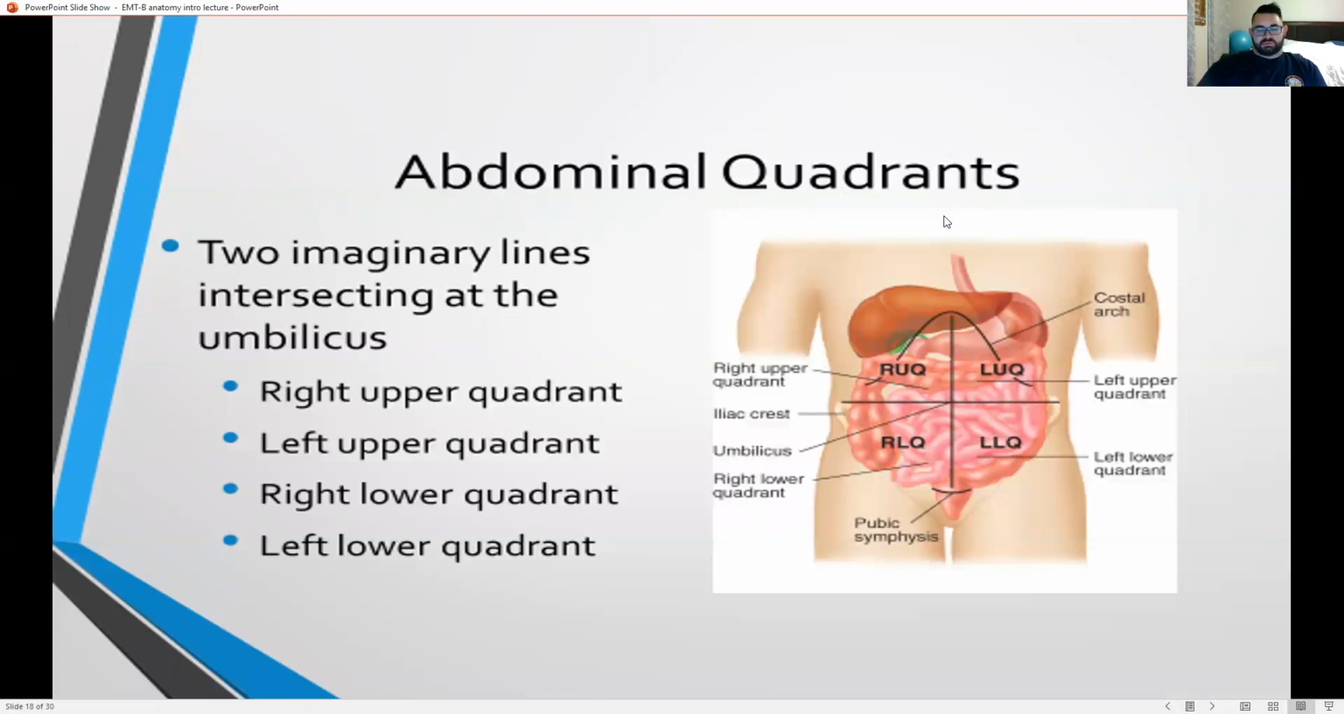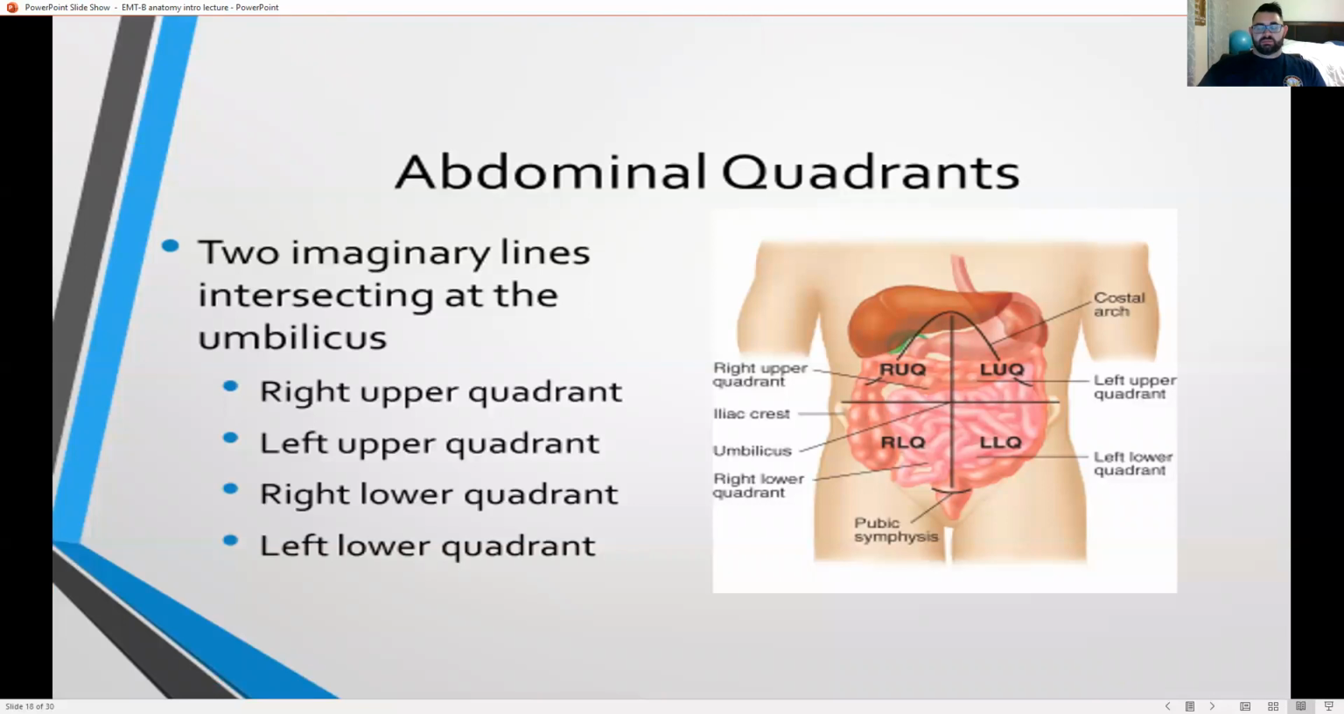All right, abdominal quadrants. This one's highly important again, because whenever we have some type of abdominal trauma or a patient complaining of pain, sometimes based on the quadrant of where their pain is located, we can tell what organ is being affected. So again, a patient shot or stabbed in the right upper quadrant, we're talking about the liver or the gallbladder being damaged.